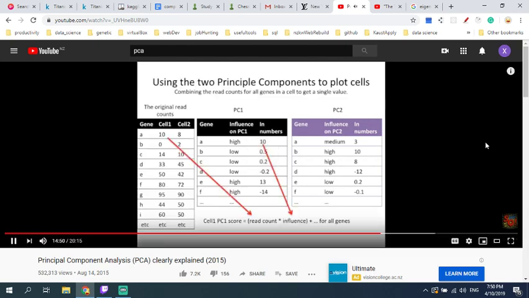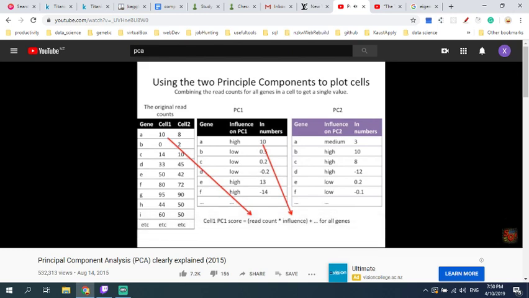Here's how to tell. We can then calculate a score for cell 1 by taking the read count for gene A and multiplying it by gene A's influence on the principal component, and adding that to the read count for gene B multiplied by the influence of gene B, and doing that for all genes. Here's a concrete example. For cell 1, gene A, we have 10 read counts, and the influence gene A has is 10. So the first part of this summation is 10 times 10.